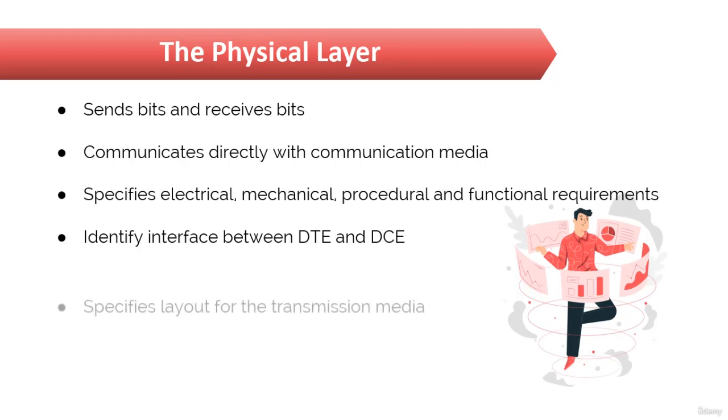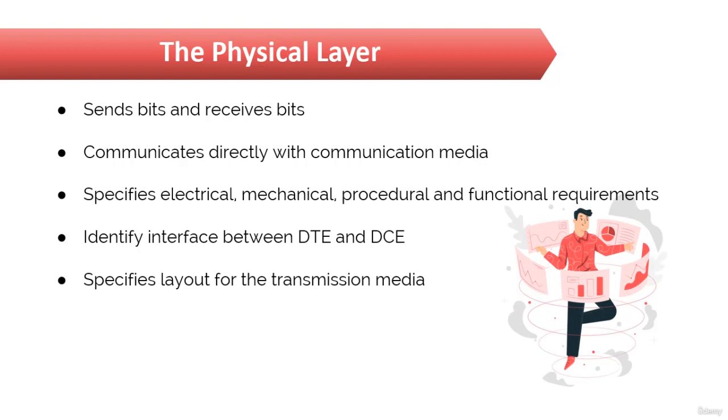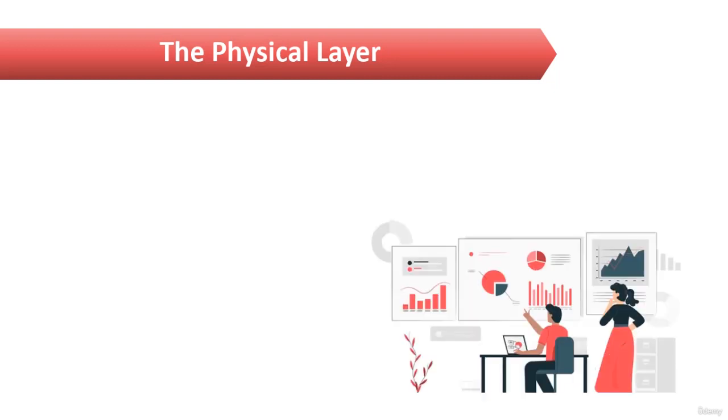The physical layer's connectors and different physical topologies are defined by the standards, allowing disparate systems to communicate. Finally, the physical layer specifies the layout of the transmission media, otherwise known as its topology. A physical topology describes the way the cabling is physically laid out, as opposed to the logical topology that we just talked about in this section of the layers.